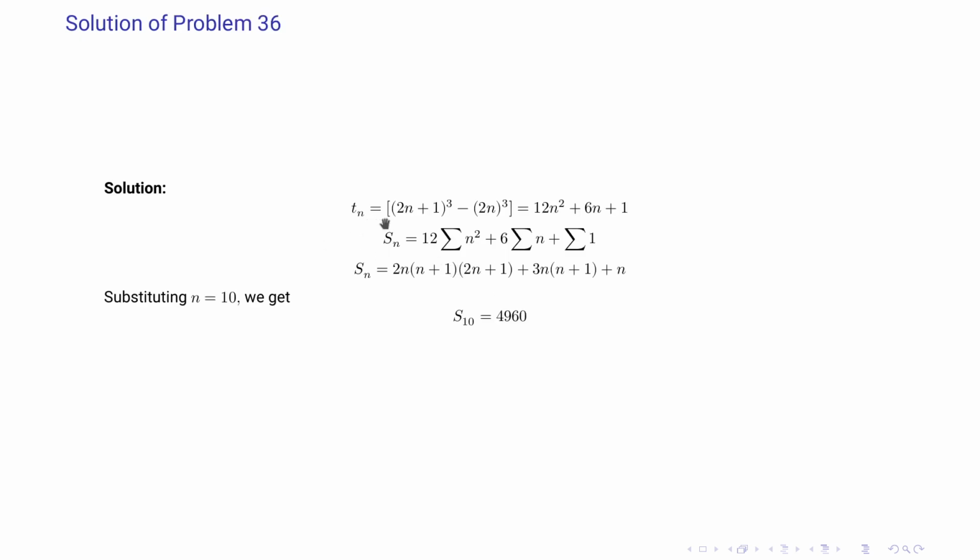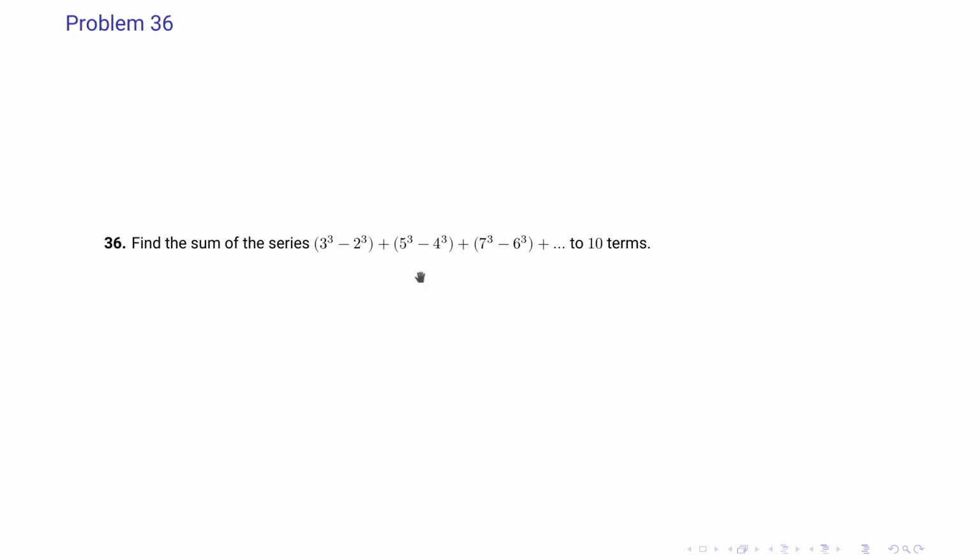So our nth term is (2n plus 1) whole cube minus (2n) whole cube, which is equal to 12n square plus 6n plus 1. So now we apply the formula for n square, n and 1, and we get the final result as 4960 when we substitute n is equal to 10.